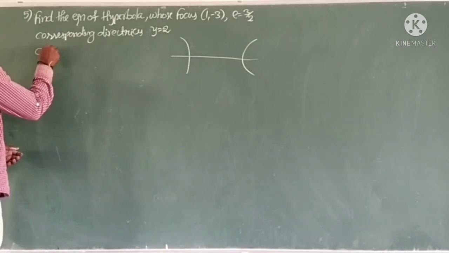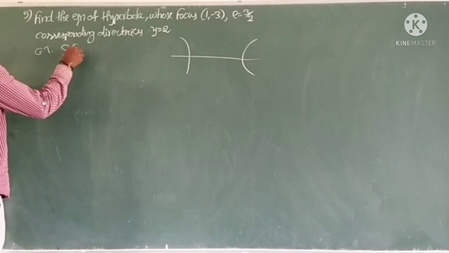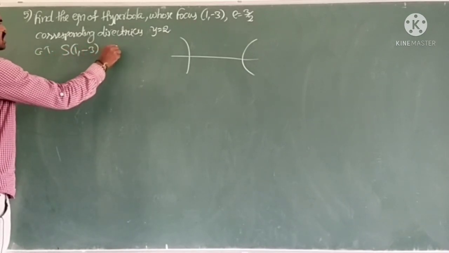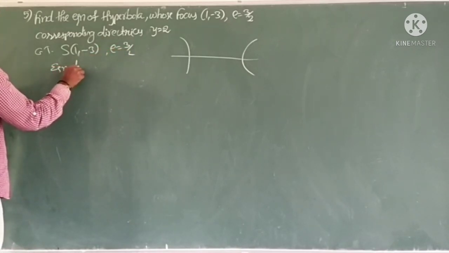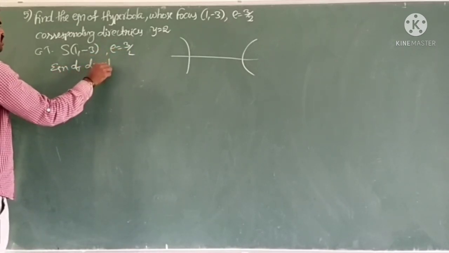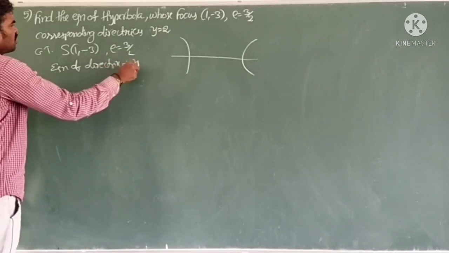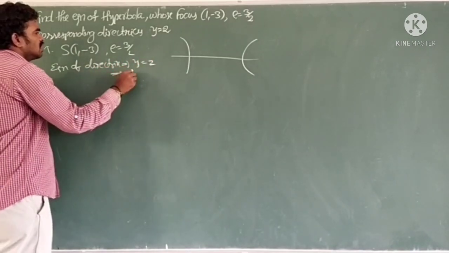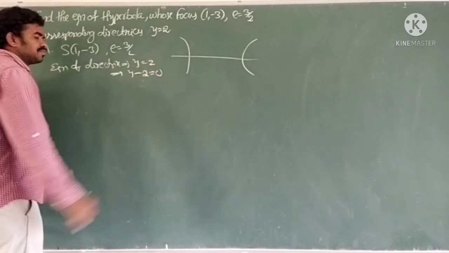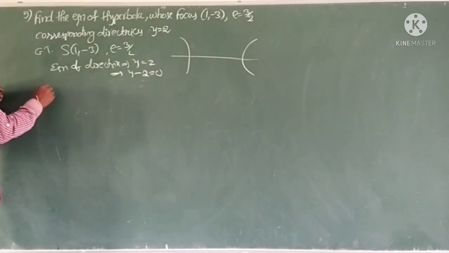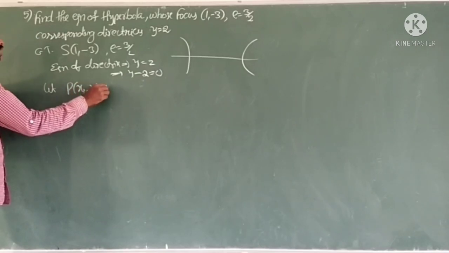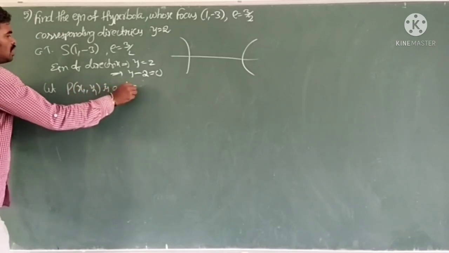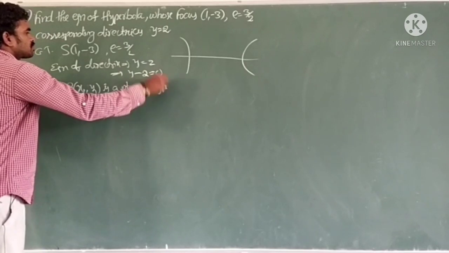First, what are the given? Focus is given (1, minus 3), eccentricity is given 3 by 2, and equation of directrix, only one equation is given, y equal to 2. So that is y minus 2 equal to 0. Now let me assume P (x1, y1) is a point on the hyperbola.